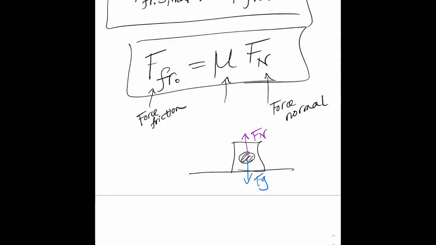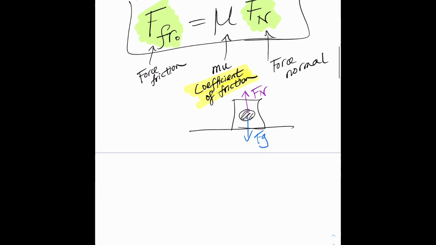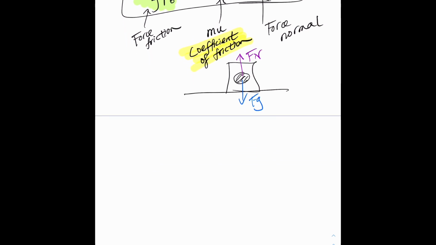This is mu, the Greek letter mu. And what it stands for is the coefficient, which is kind of a fancy word for number, the coefficient of friction. And what the coefficient of friction is, it's a number that relates force friction to force normal, right? It's a number that relates the two, and we call this mu. So let me write that down.